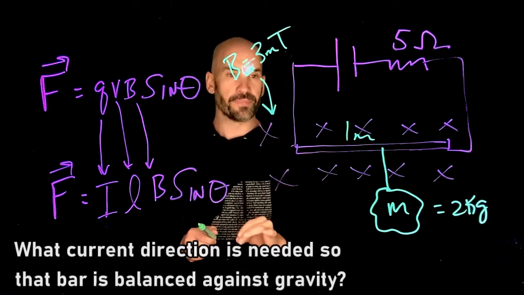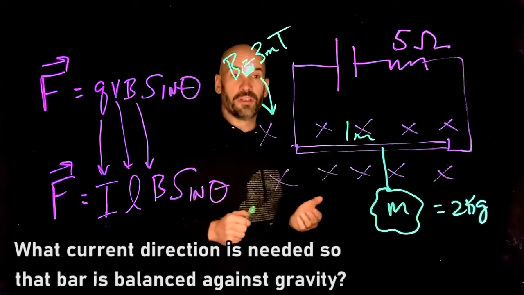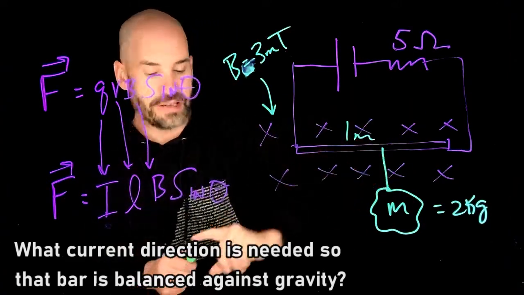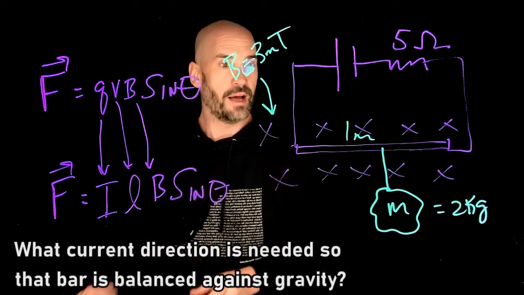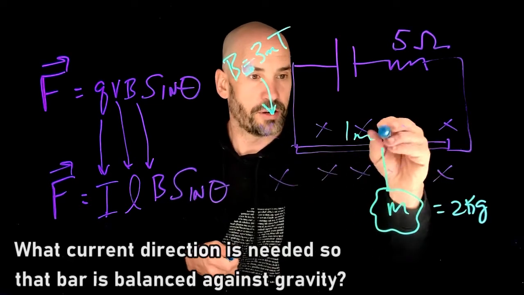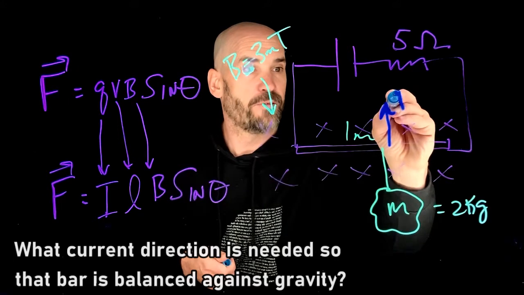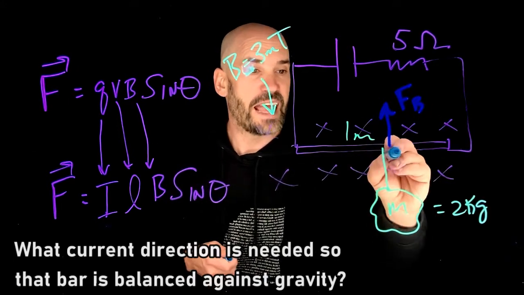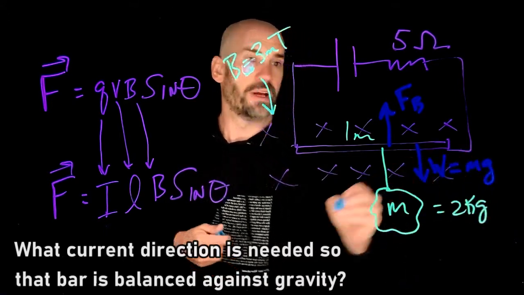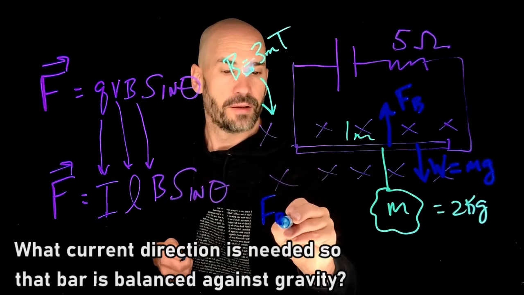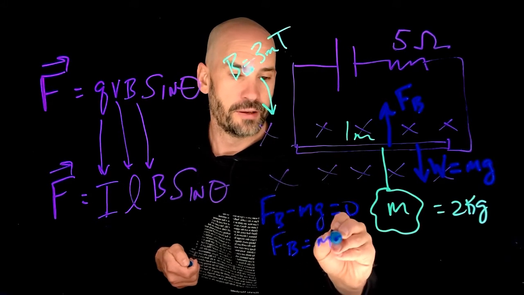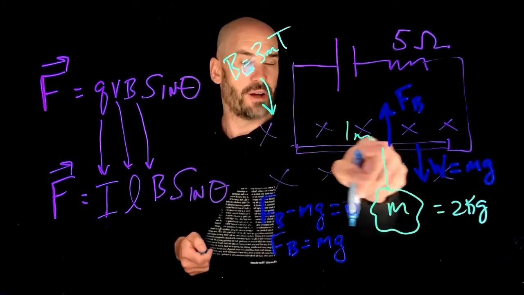So the question is, A, what current direction is needed so that the bar is balanced against gravity? Again, this is right-hand rule. We want a force going up to balance out gravity going down. So let's draw the free body diagram. On this piece of wire, we have a magnetic force going up that we need to cancel out a weight going down, and that weight is mass times gravity. In other words, FB minus mg equals 0, or FB equals mg. This is what we need in order for this to hover.